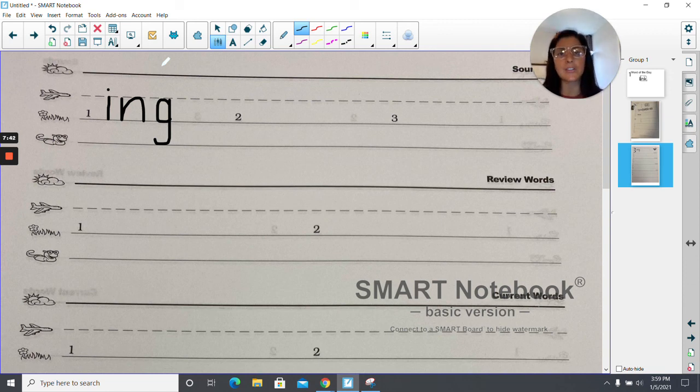Number two, please write down the letters that say unk, like in junk. Please write down the letters that say unk. Okay, we should have u, n, and then k, say unk, okay? And then for number three, please write down the letters that say ang, ang, like in fang, ang. We should have a, n, g, says ang, okay? And I know we have a lot more we could have practiced, but we're only gonna do three on this page.